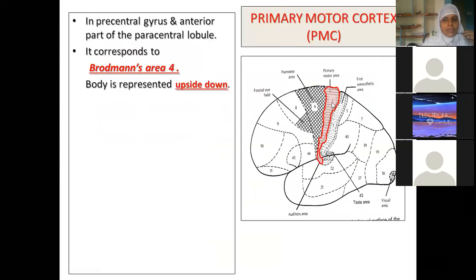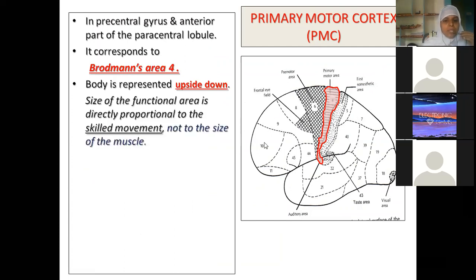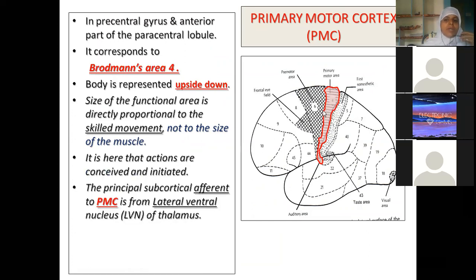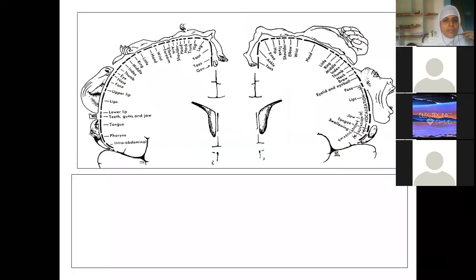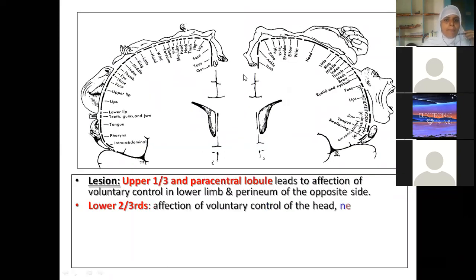Primary motor cortex, this is area number 4. All these areas were given by the scientist Brodmann, hence the names are given as Brodmann's numbers. In area number 4, the body's representation is upside down. The size of this functional area is directly proportional to skilled movements, that is, how much muscle we are using. Based on that, the surface area will be more. I told you the body's representation is upside down. What does it mean? The head is represented down and the feet are represented up.